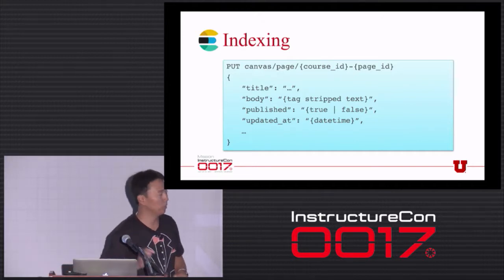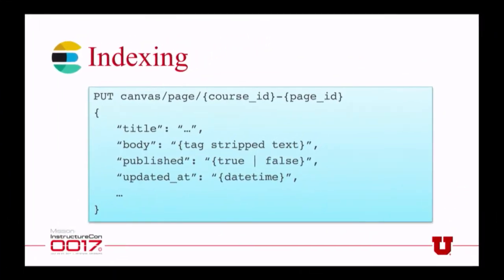As you can see, put means keep the following information in Elasticsearch. Canvas is the name of the repository, the index name. The second part is the type of that document. Then I decided on the course ID, a dash, and the Canvas object ID. With that combination, we can update it whenever the content is updated. I can keep reindexing based on the same ID.